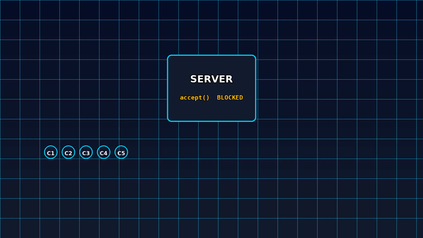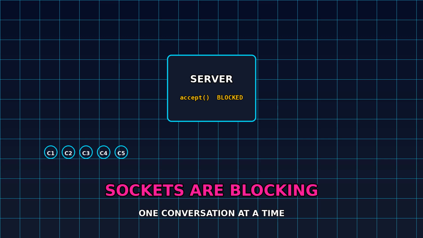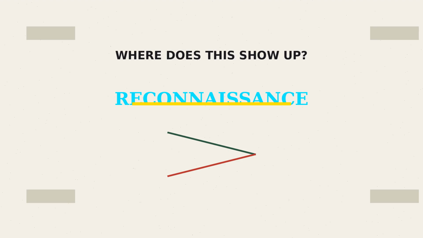The reason most beginners get stuck here isn't the code, it's the mental model. Sockets are blocking. When you call accept, your program literally pauses until something connects. When you call recv, it pauses until data arrives. That is why real servers spawn threads or use an event loop, because a single blocking socket can only serve one conversation at a time. You are building the primitive first. Production engineering comes later. Now, where does this actually show up in the real world?